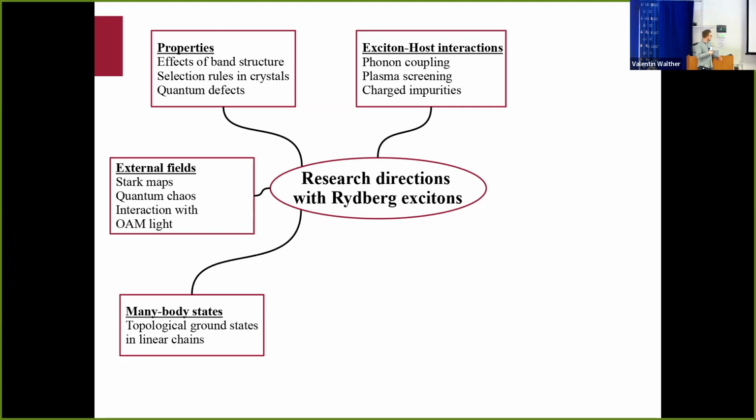A group in St. Petersburg has looked, actually based on our calculations, at many-body states of ground state excitons. And they found some topological ground states in linear chains. So this I think is a little further from experimental realization than the other topics, but there's interesting physics there.